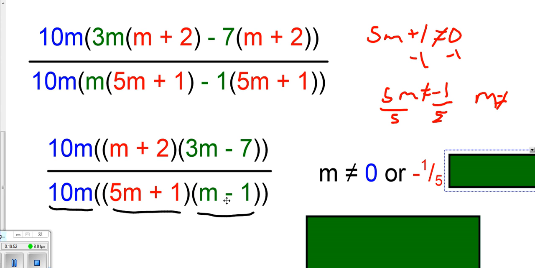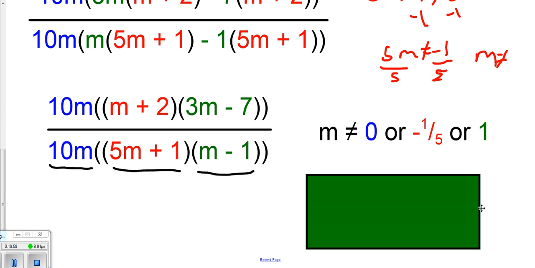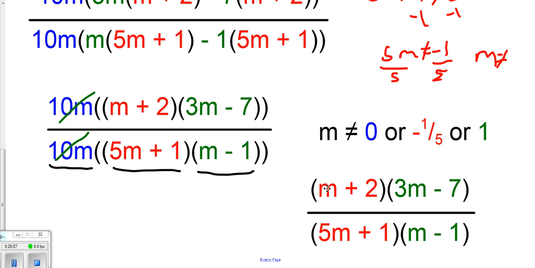The last one we can see pretty easily is m cannot be positive 1. So here are 3 excluded values. Looking to simplify this, cross out 10m, 10m, and we're left with m plus 2, 3m minus 7, over 5m plus 1 times m minus 1.